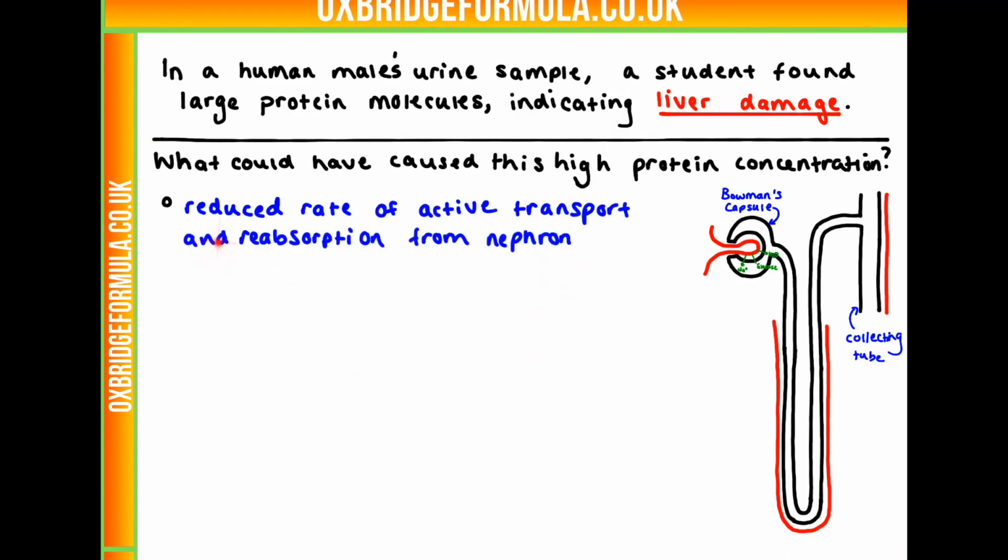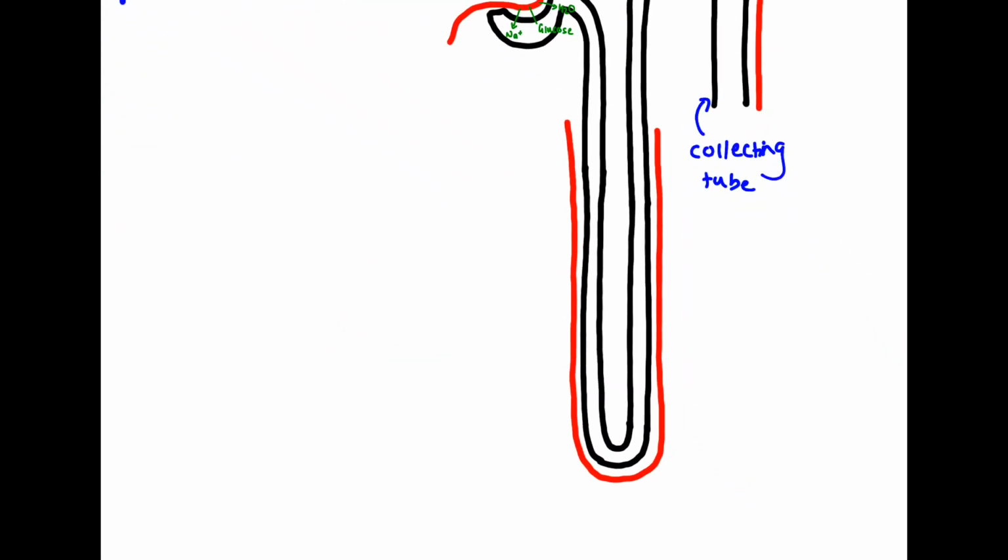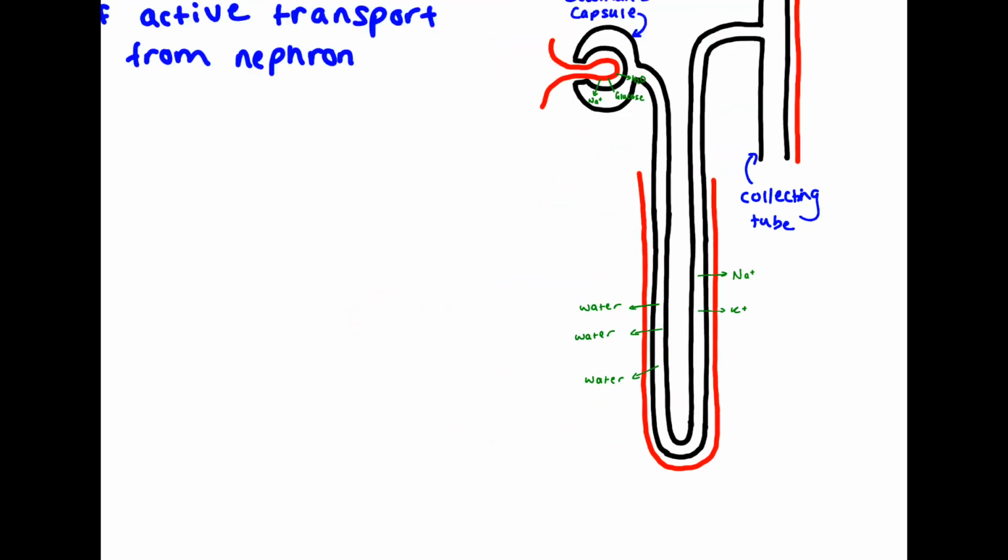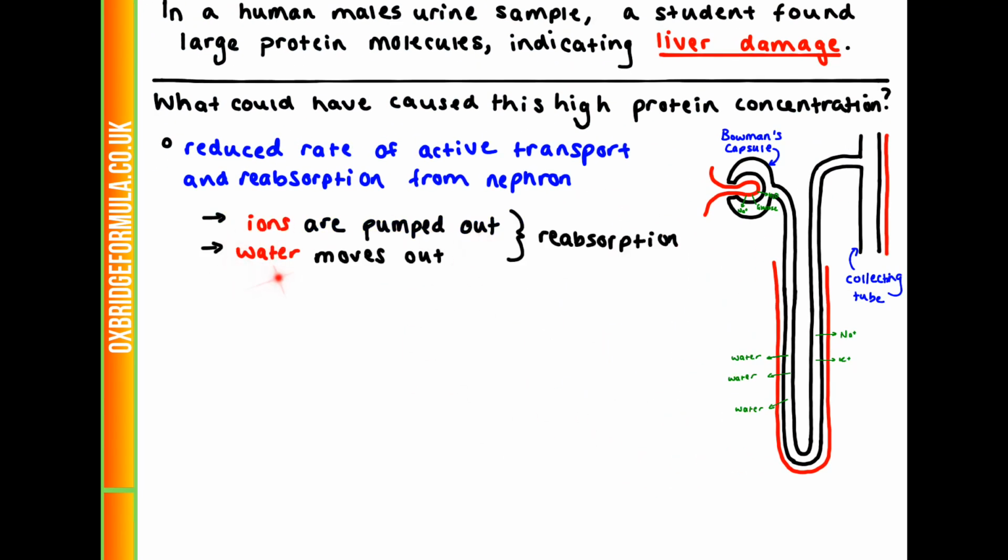Secondly, we're asked if reduced rate of active transport and reabsorption from the nephron could indicate our liver damage having proteins in the urine. So, thinking about what is transported and reabsorbed from the nephron, what kind of things are sent back out into the blood? Well, just as before, we know the things being sent out are the ions. We're going to pump out different ions back into the blood, and that's also going to allow water movement out from the nephron into the blood. So ions are pumped out, water moves out. That's both examples of reabsorption.